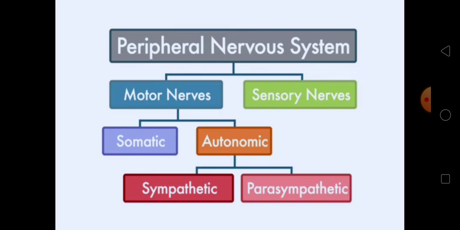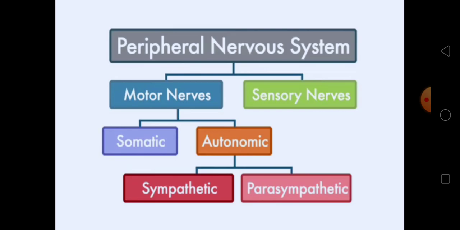With the help of a flow chart we will understand about the peripheral nervous system. There are two types of the peripheral nervous system, PNS in short form. The first one is motor nerves and the second one is sensory nerves. The motor nerves are also of two types, somatic and autonomic. The autonomic is also of two parts, sympathetic and parasympathetic system. So these all are about the peripheral nervous system.